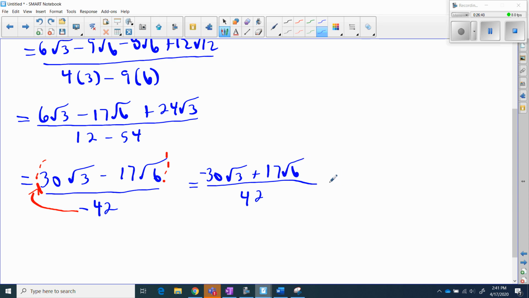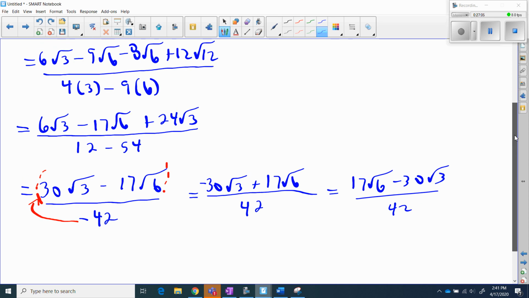They might even have them in the opposite order: 17 radical 6, take away 30 radical 3 over 42. So sometimes students might see this one in the back of the textbook and say, oh, I have close, but it's not quite right. When in fact, it actually is right, because all that's happened is the negative got pushed to the numerator and they just switched the order of your terms. All good. All right, so that's a good example.